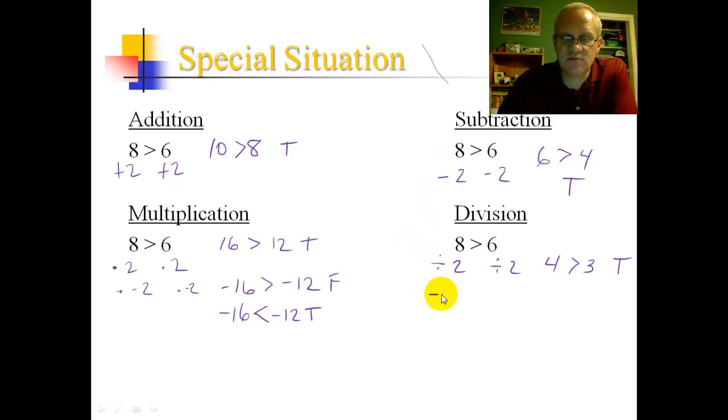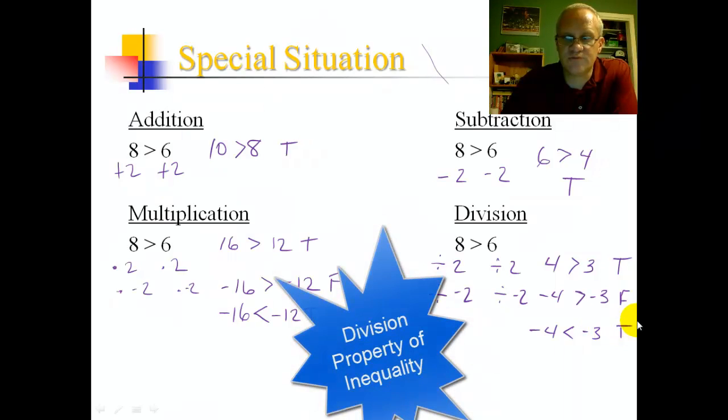If you hadn't guessed it already, divide by a -2. What if we divide by a negative? This time, what do we have? We end up with -4 is greater than -3. Is that true? Nope, that is not true. That is false. So here is another situation where we're going to have to flip that inequality sign around. And so what we end up with here is we have to write -4 is less than -3. That will make it true.